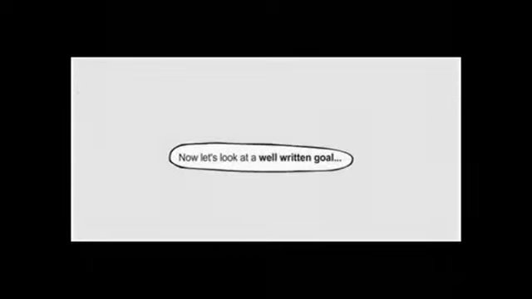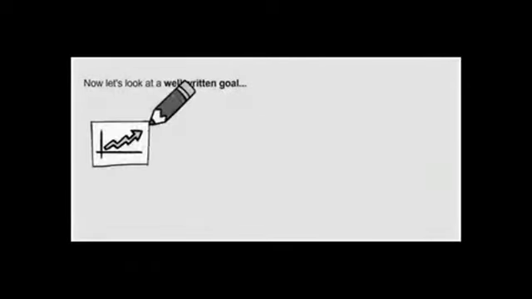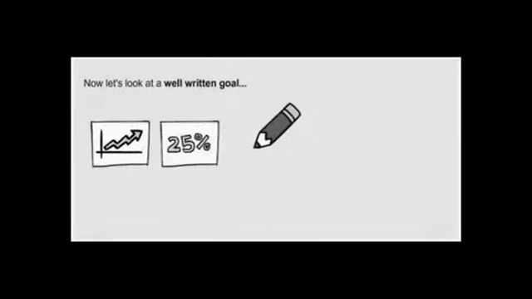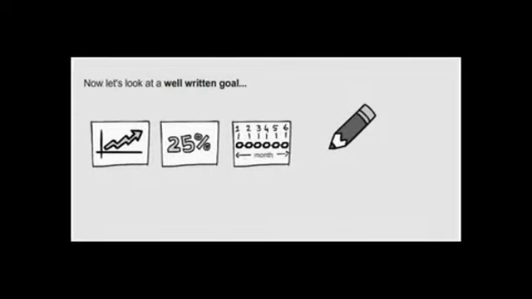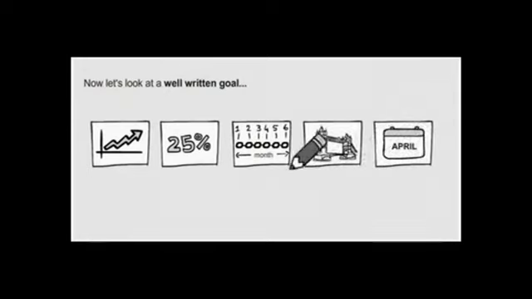Now, let's look at a well-written goal. Following planning permission, I'm going to increase our retail selling space by 25%, completing a 6-month project with a company of local builders to produce an extension to our London shop by the end of April.